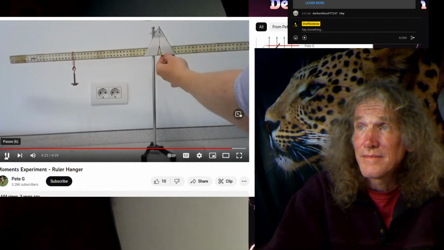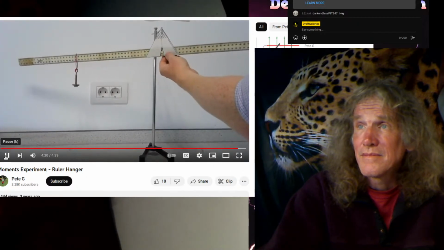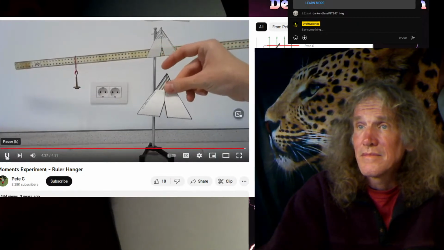Doesn't look very horizontal for you because of the angle the camera is at. Sorry about that. There we go. So that's how to make the hanger, and once you've made the hanger, you can do your experiment.